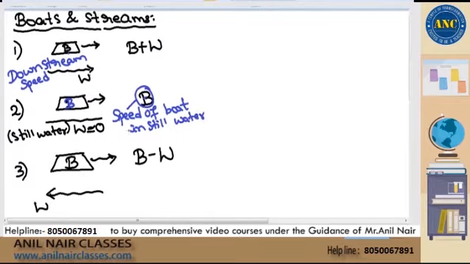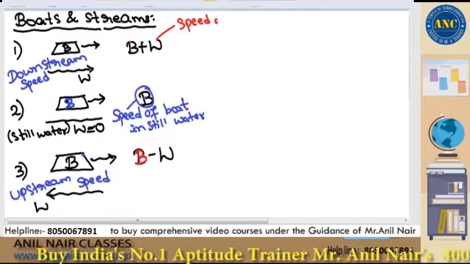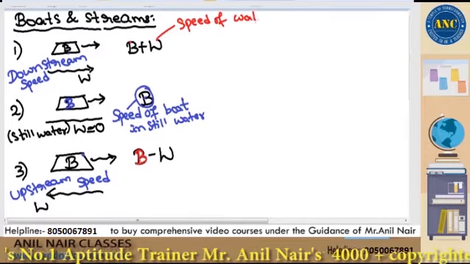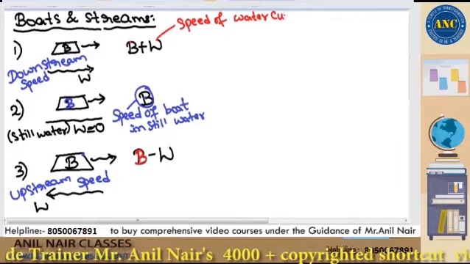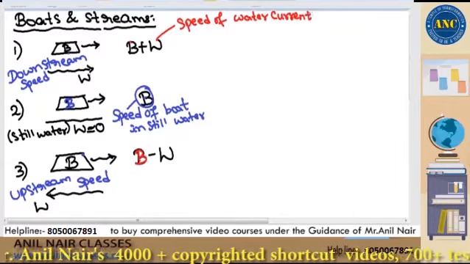And the last scenario is, if the boat is moving in the opposite direction to that of water, such kind of speed is called upstream speed, right? That means downstream speed is B plus W, upstream speed is B minus W. B is nothing but the boat in still water. W is nothing but the speed of water current. Some textbooks will give speed of water, some will give speed of current, some will give speed of stream.